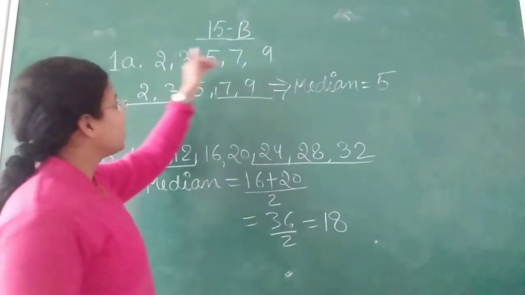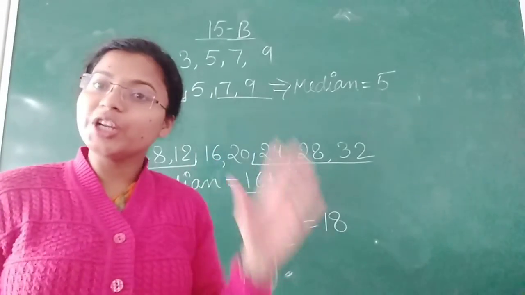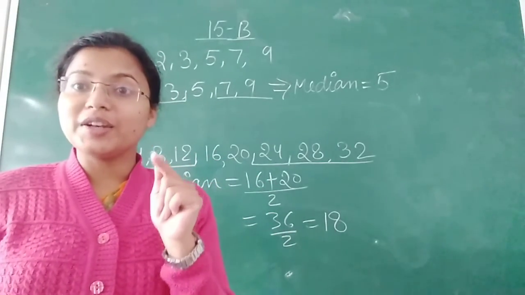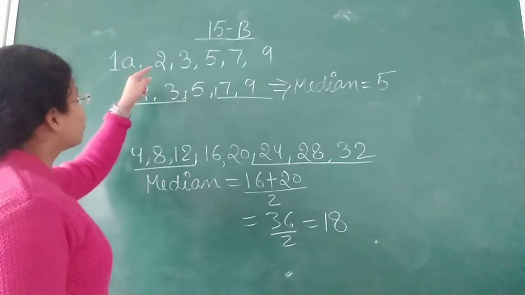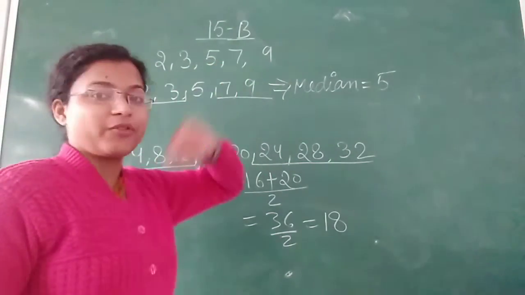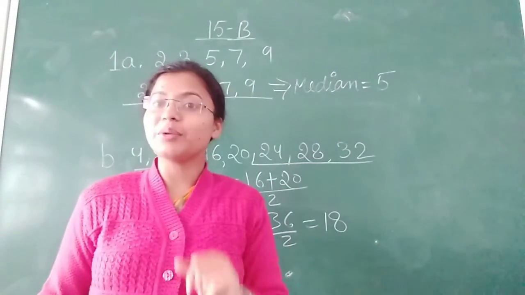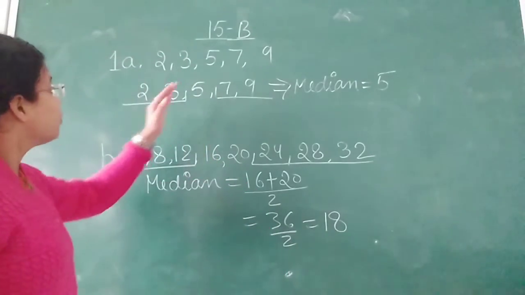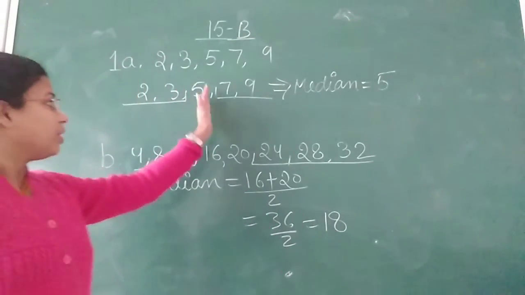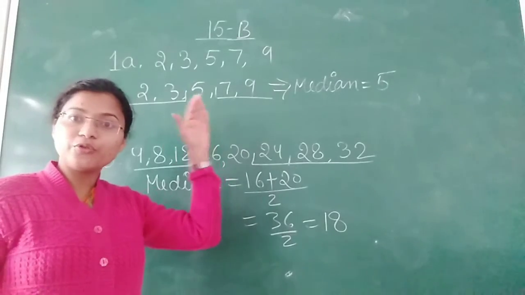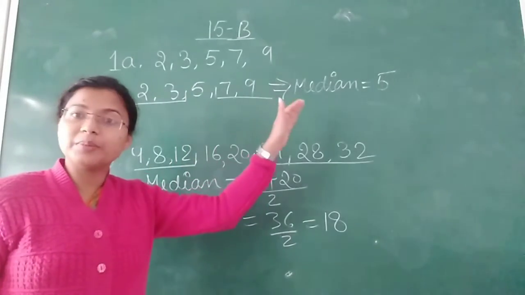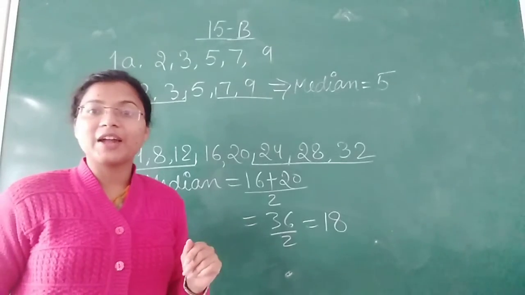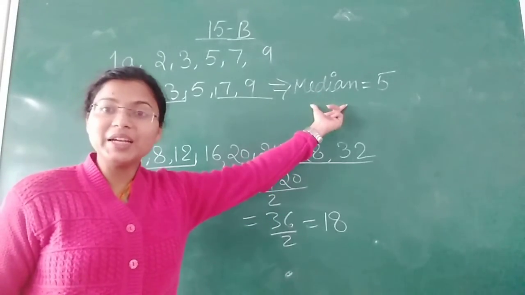So it is already in ascending order, so no need to rearrange it. Just check how many total numbers you have. So 1, 2, 3, 4, 5. 5 means an odd number. That means we can directly get our median. So you just divide them equally. So 2 from the front and 2 from the back. What is the middle term? The middle term is 5 and 5 is our median.